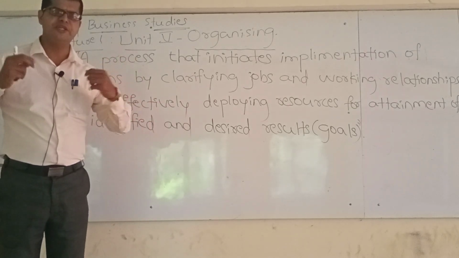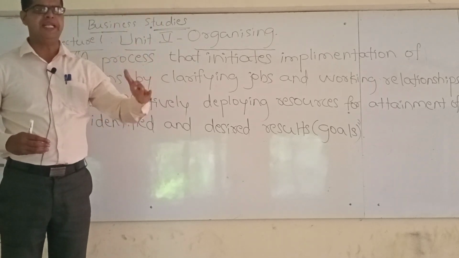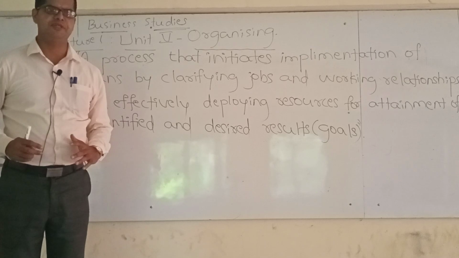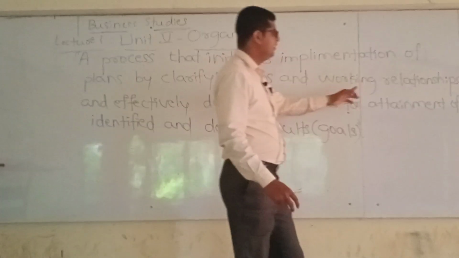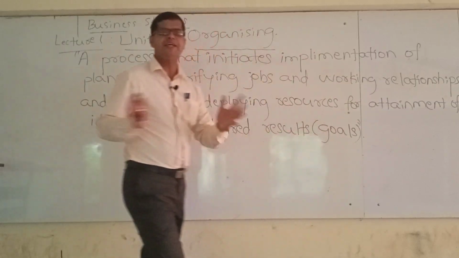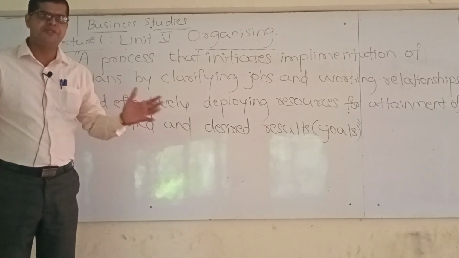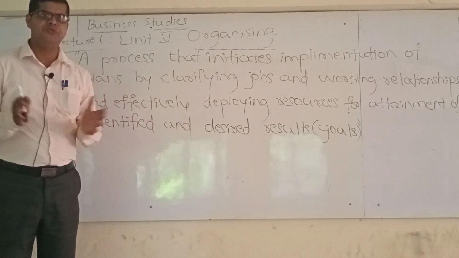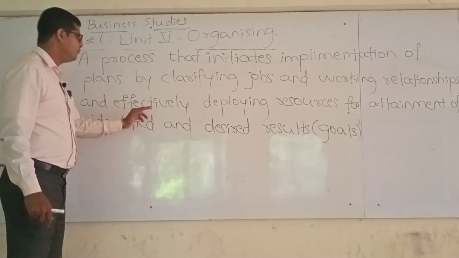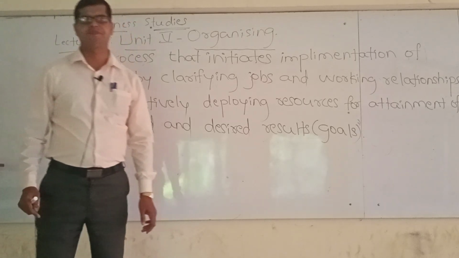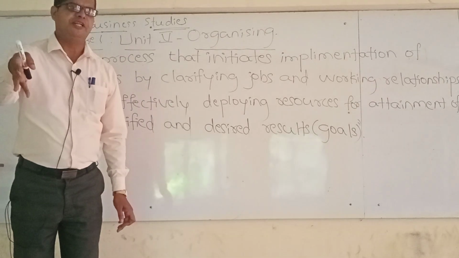Clarify the jobs, because in the organization we have three different levels: top level management, middle level management, bottom level management. So you clarify their jobs, their work. Okay, and working relationships, because we have different departments. All these departments, they have to come together, which we call working relationships. And effectively deploying, deploying is using, effectively deploying the resources.